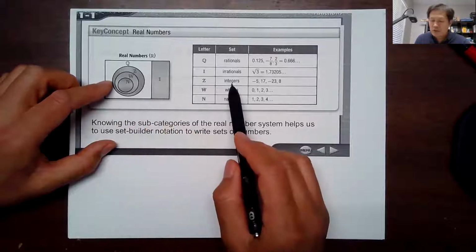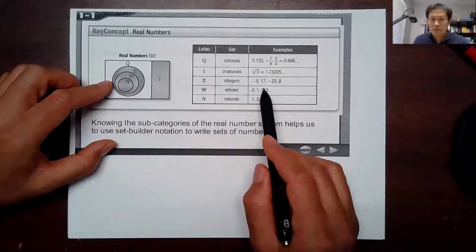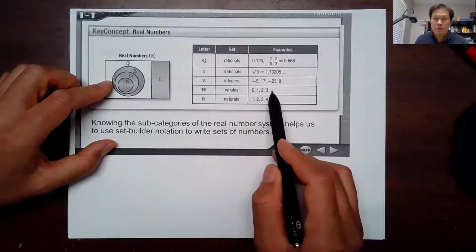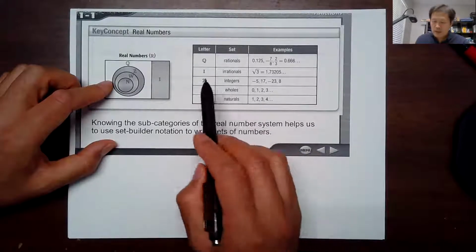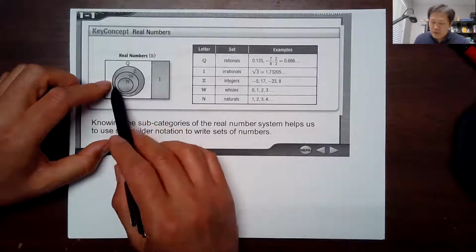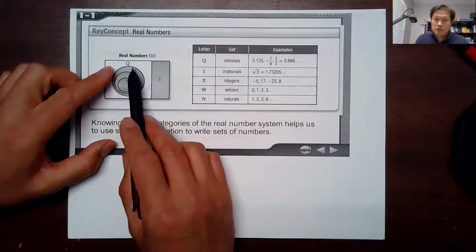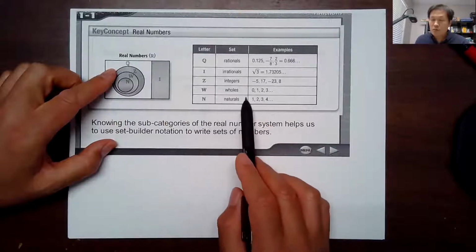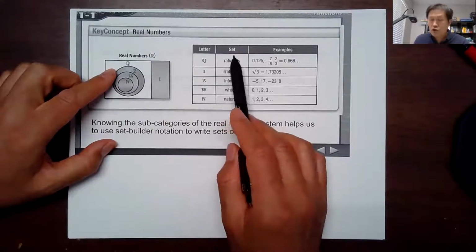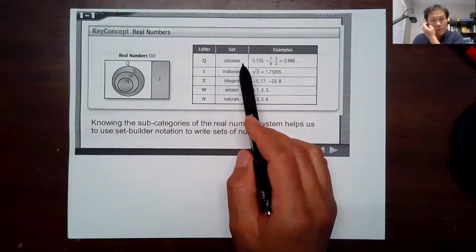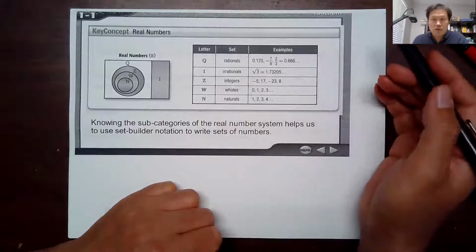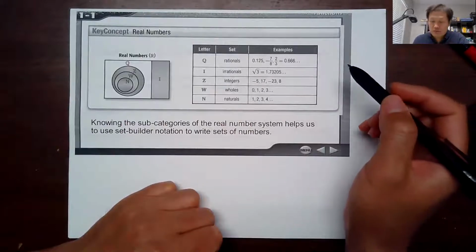Integers outside, integer means plus minus, no decimal. So include every whole number, also the minus side. Okay, outside of that would be rational numbers. So rational numbers include all these three: integer, whole number, natural number. Rational numbers are pretty much any number you can express as a fraction.